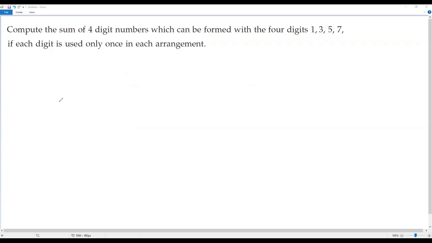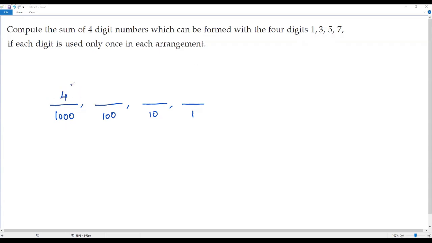For that, let me create 4 blanks, 1, 2, 3, 4. The first blank here is for ones place, this one is for tens place, here it's for hundreds place, and this is for thousands place. Okay, now let me consider the thousands place. How many options do we have for thousands place? Whether I take 1 or 3 or 5 or 7, I can consider any of these 4 digits for the thousands place. So we have 4 options for thousands place.